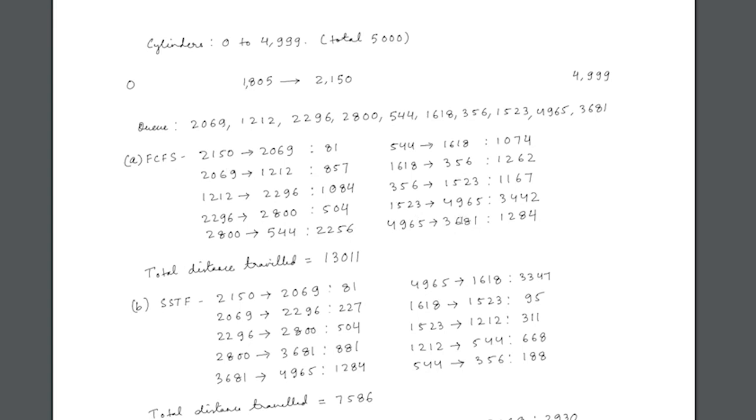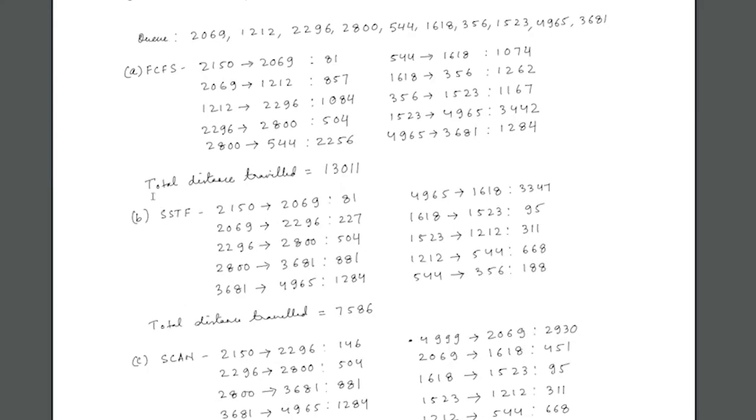The last one to be visited is, of course, 3681, because it is the last one in the queue. By moving from 4965 to 3681, the disk heads travel 1284 cylinders. The total distance traveled by the disk heads can be obtained by adding all of these differences. So 81 plus 857, so on and so forth, plus 3442 plus 1284, the total comes to 13,011 cylinders.